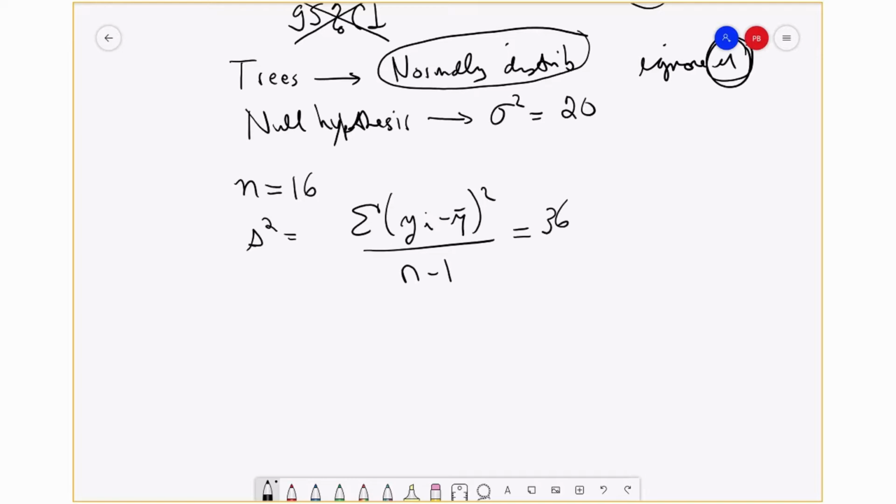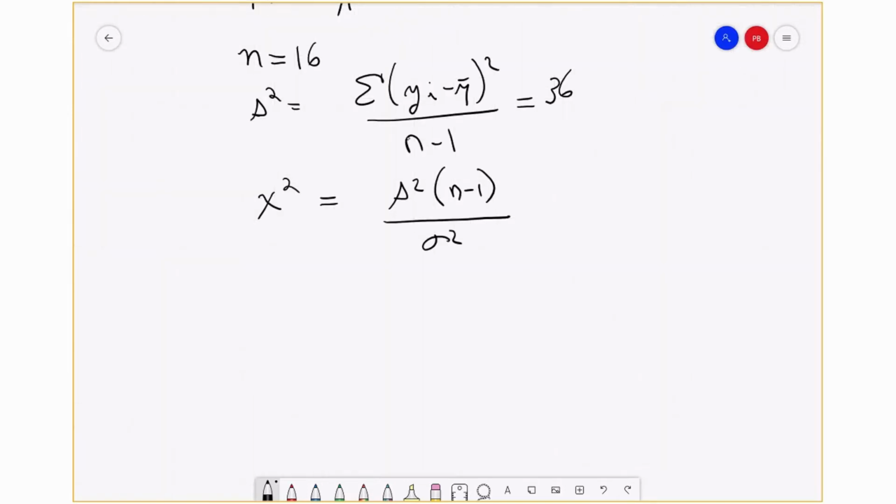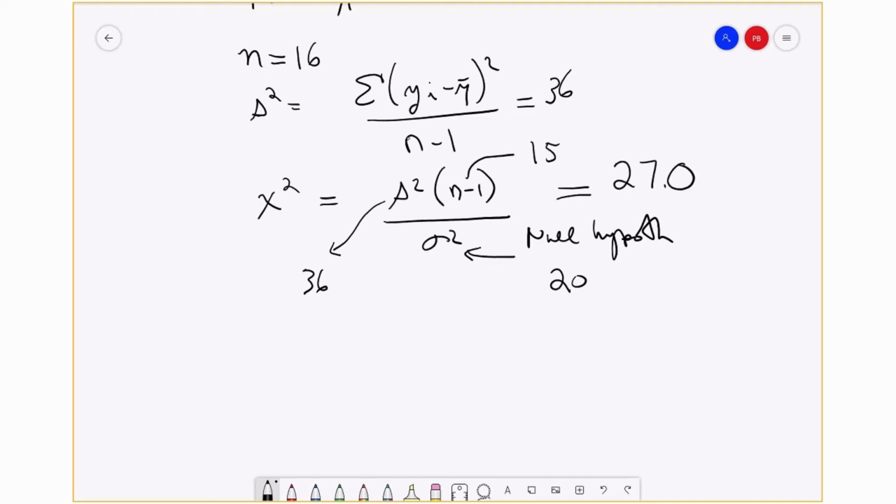So on the basis of that, we can calculate our chi-square statistic, which is calculated as s squared times n minus 1 divided by the population variance. So in this case, s squared is equal to 36. N minus 1 is 16 minus 1, or 15. And this variance, what is the variance? The variance is our null hypothesis, and we set that equal to 20. And so if we do all this algebra, the chi-square value turns out to be 27.0. So that's our observed value of chi-square.